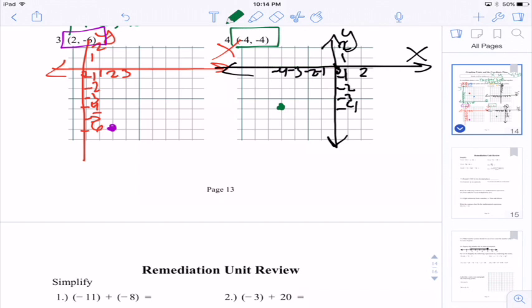You guys are pretty good at this, except make sure that the number lines are in order from left to right, negatives, then positives, negatives to positives. And on my y's, the bottom is negative and it goes up to be positive. Okay? That shouldn't be too hard. That should be a pretty easy lesson.